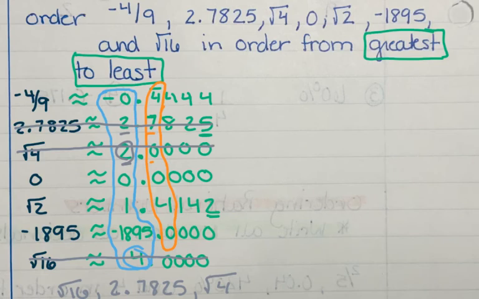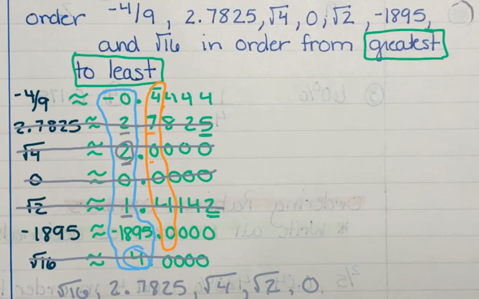So I'm still looking at my next largest, so I'm going back to the ones place. So I see 0, 0. Now I see a 1 right here. So that means my next largest number is going to be the square root of 2. So I'm going to cross this one off. After that, I have a negative, 0, and then another negative. So 0 will be my next number. So I'm going to put 0 here.